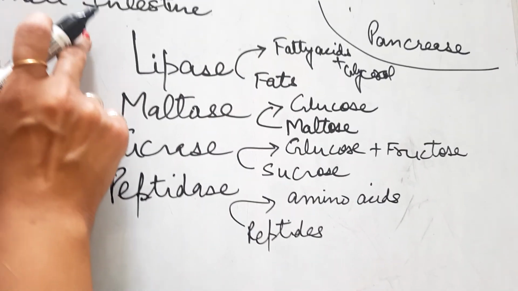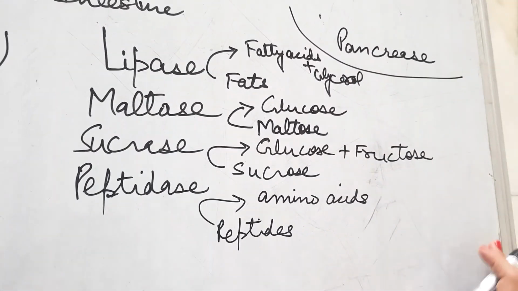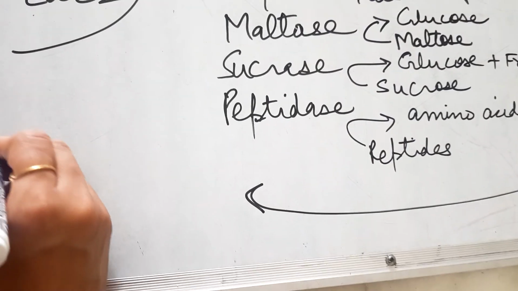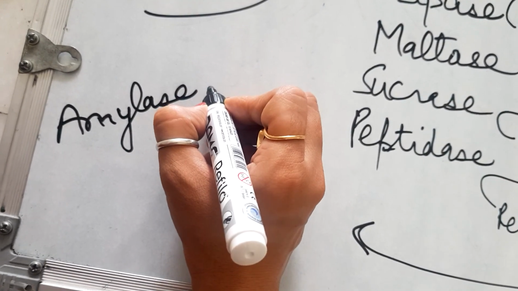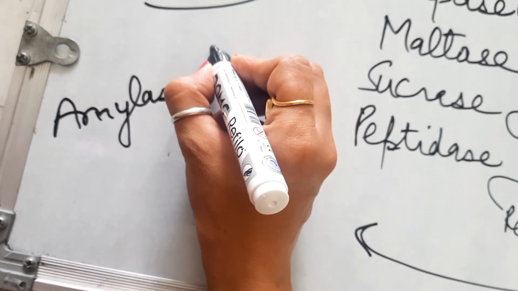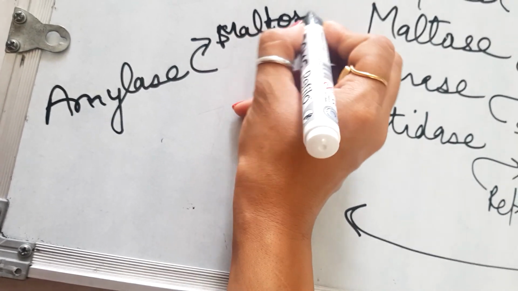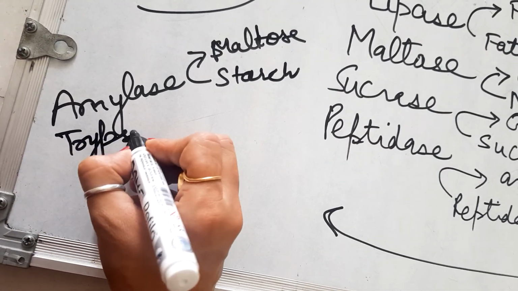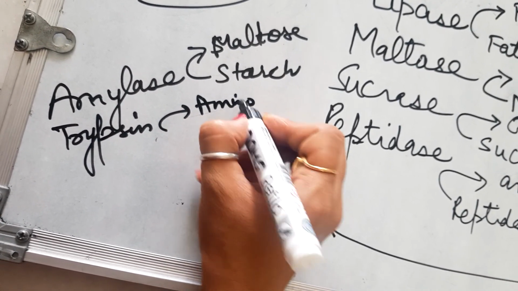Then in the small intestine, the pancreas releases different enzymes. So what are the enzymes that the pancreas is releasing? Number one, amylase. This amylase is acting upon starch and converting it into maltose. Then trypsin, this is for protein digestion, converting proteins into amino acids.